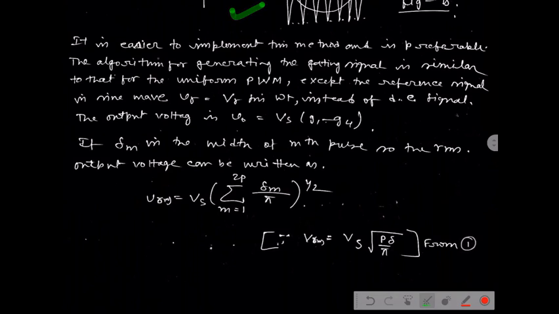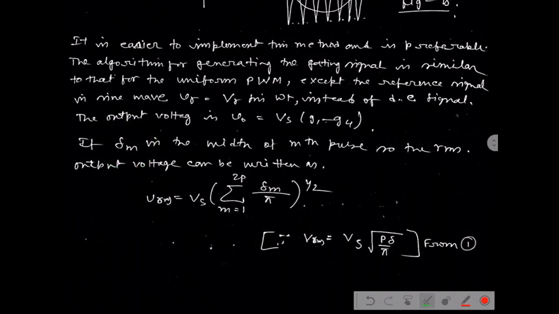Now see, the algorithm for generating the gating signal is similar to that for the unipolar PWM, except the reference signal is a sine wave, that is VR equal to capital VR sine omega t, instead of a DC signal. The output voltage is V0 equal to Vs into G1 minus G4. I told you this before, in the previous section a few minutes back. Now, if delta M is the width of the mth pulse, then the RMS output voltage can be written as VRMS, this expression, where delta M is the width of the mth pulse.